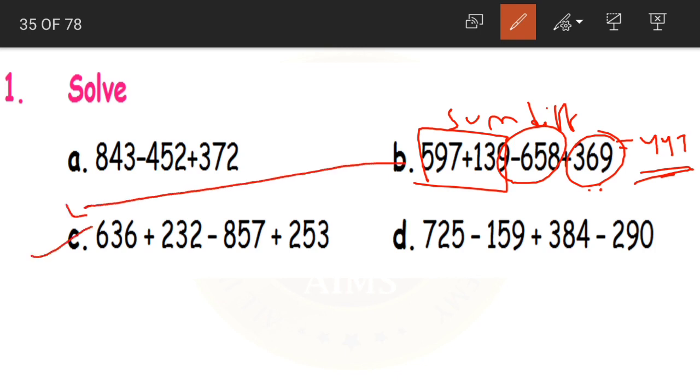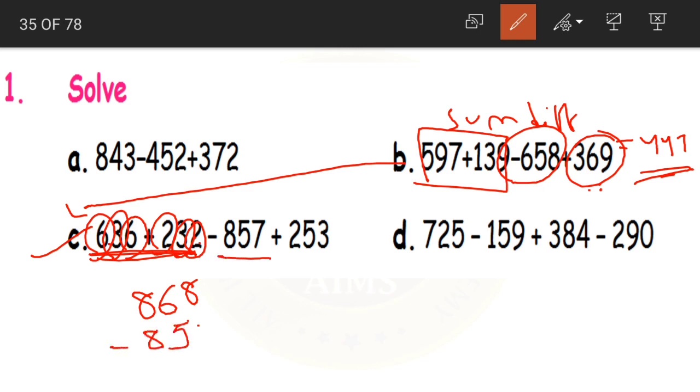Again C and D are from the same format, right? First let us add. I am adding vertically here. See, 6 plus 2, 8. 3 plus 3, 6. 6 plus 2 again, 8. 868 is our answer here. From this we need to subtract 857. 8 minus 7, 1. 6 minus 5, 1. 8 minus 8, 0. What is the difference? 11.